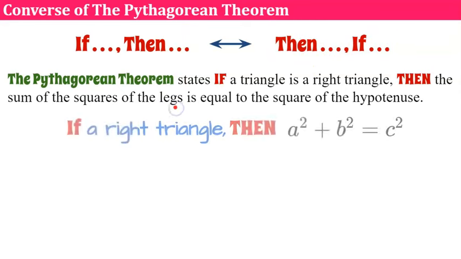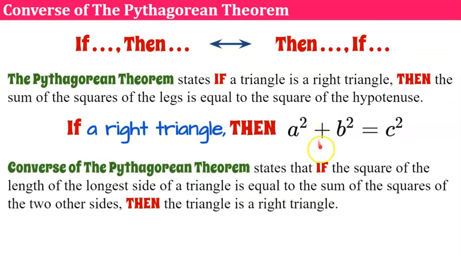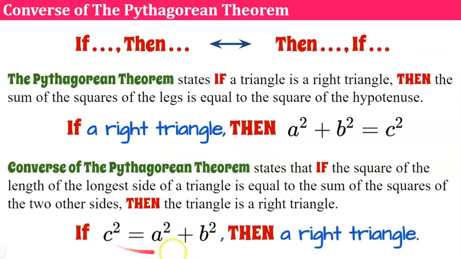This is what I mean. So we're going to take, if we have a right triangle, then this is true, which is what we've been doing with the Pythagorean theorem. We can now say the converse is, if this is true, then we have a right triangle. So if we check our three side lengths and c squared, our longest side, is equal to the sum of the squares of the two smaller sides, then we have a right triangle. And we call that the converse of the Pythagorean theorem.